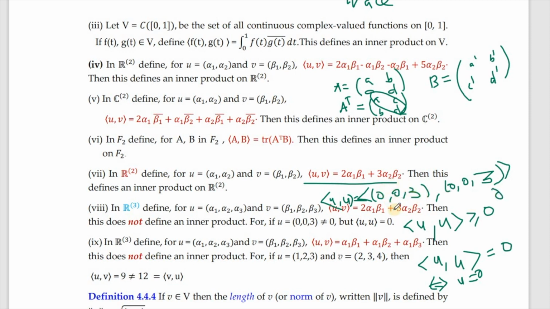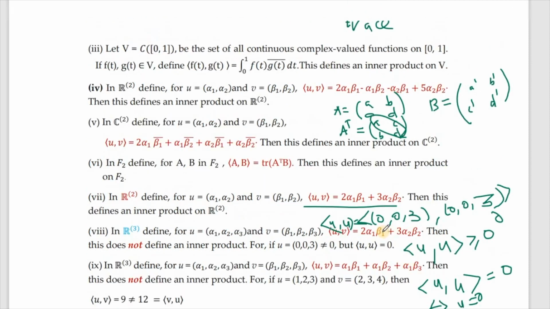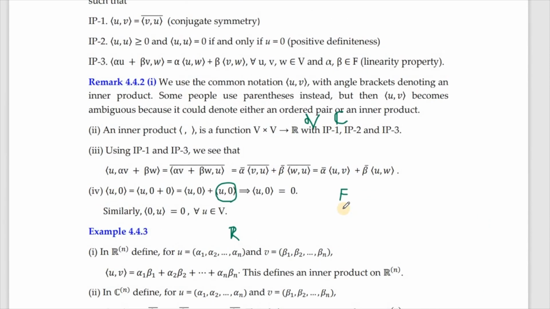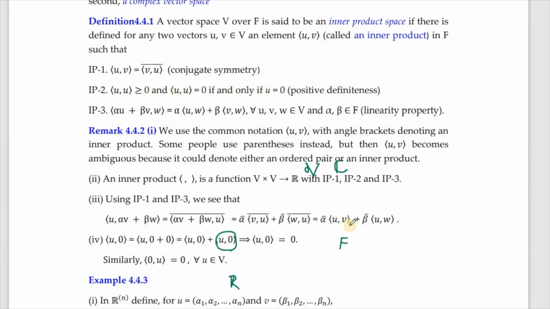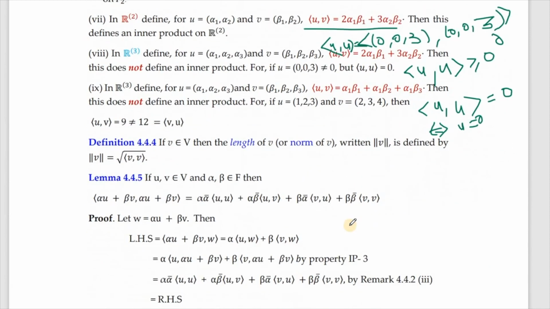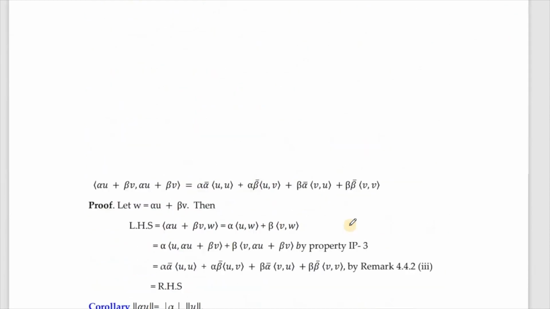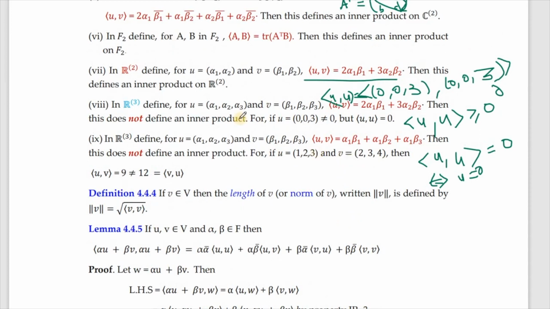But do we have U to be 0? Only when you have all the entries to be 0, you can call that to be a 0 vector in R3. So U is not 0, but inner product UU becomes 0. So that should not be the case. As far as IP2 is concerned, our IP2 says that inner product UU is equal to 0 if and only if U is equal to 0. So here U is non-zero, but yet the inner product is 0. So if that is the case, then we cannot call this operation an inner product.